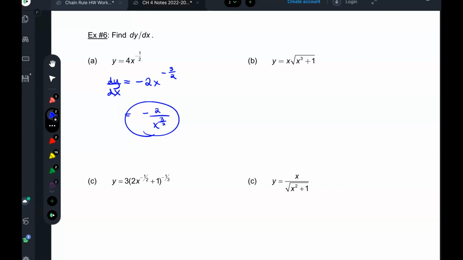Can we do it as the square root of x cubed? Oh, yeah, absolutely. Because when we actually evaluate these, I want you to think of it in terms of the square root of x and then cube it.